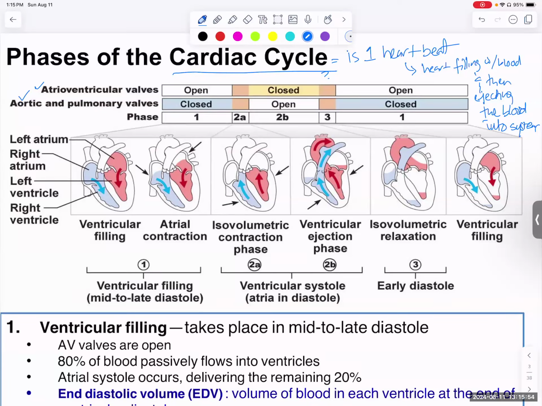it's kind of confusing. Because in this diagram, these are the AV valves, and these are the semilunar valves. And so it's correlating the phases of the cardiac cycle with what's going on in the valves. Okay, so phase one. What is going on in phase one?